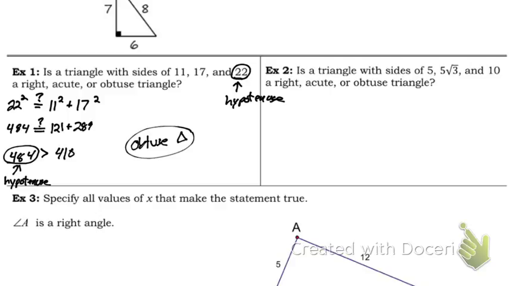You just plug in a calculator, guys. You don't have to memorize that 5 square root of 3 is smaller than 10. Just plug in your calculator, double check. So 10 is our biggest side, so it will be our hypotenuse.